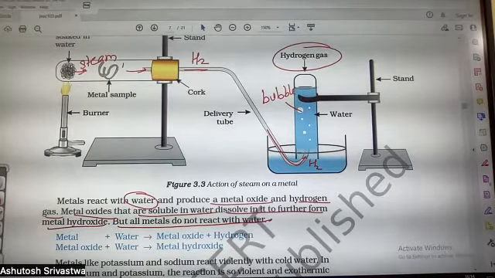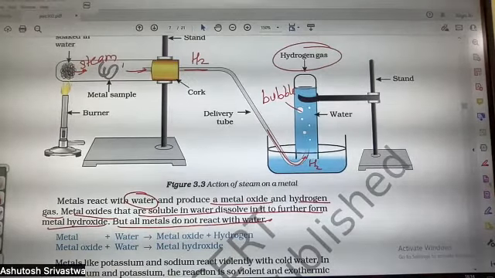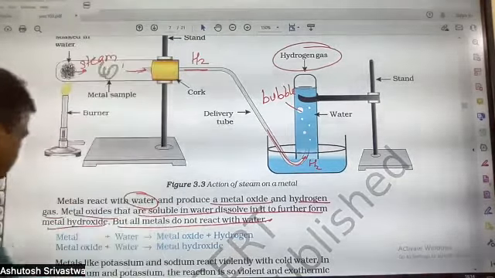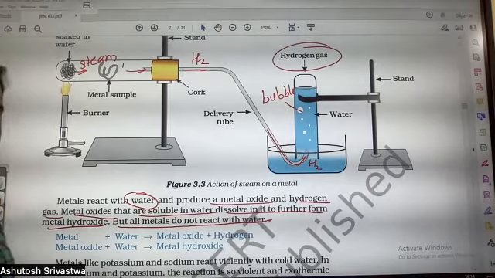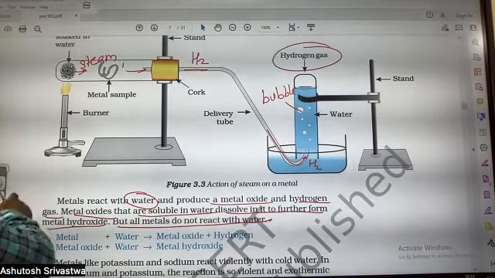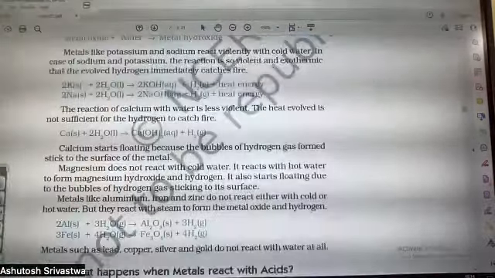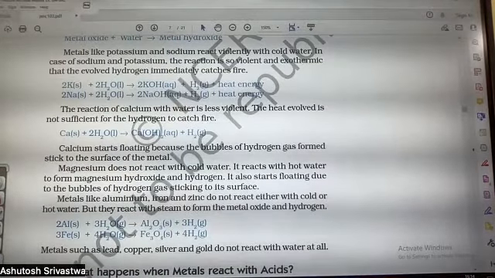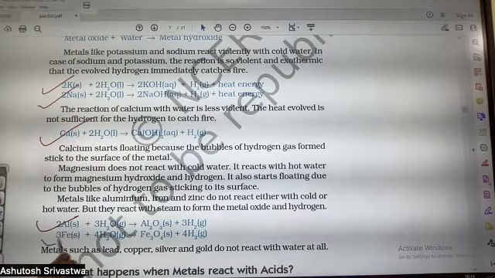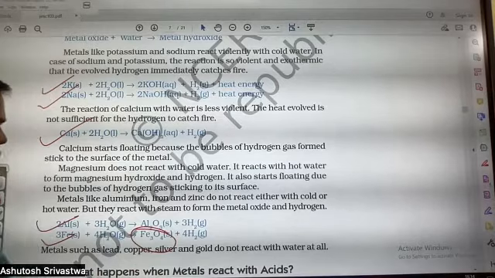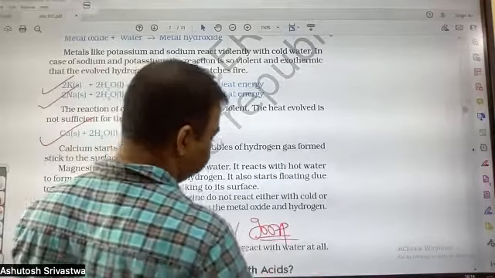Okay, so this we have discussed in our first chapter discussion. Metal plus steam will give you what? And the most important thing was the reaction: Fe giving Fe3O4, aluminium giving Al2O3. So this thing is important. You can see this. This is given here: potassium, sodium, calcium, aluminium, and iron. And see here, Fe3O4. So these are very important reactions for board examination.